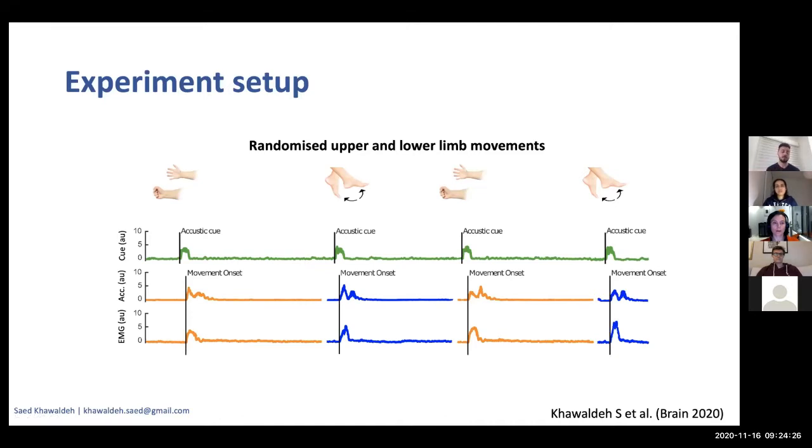The reason we're doing that is because in the previous paradigm, the patient knows for the whole block of movement that they're going to do hand movement or leg movement. But here the patient doesn't know before the acoustic cue.